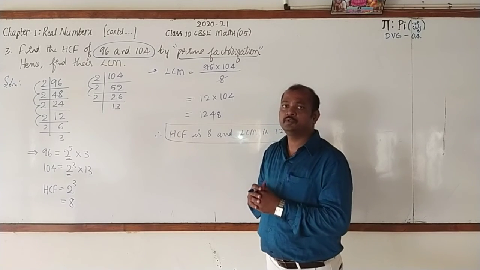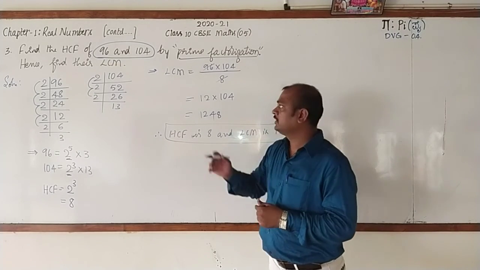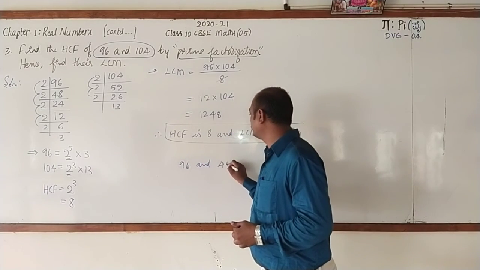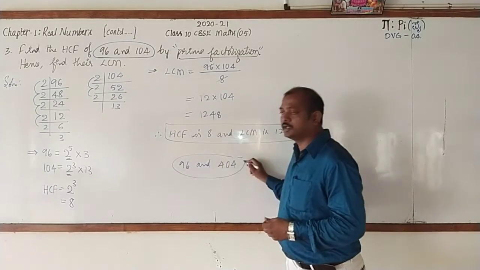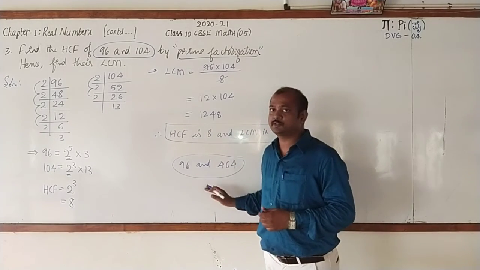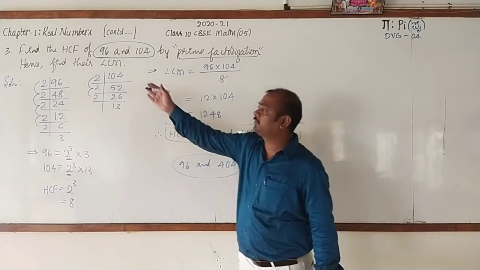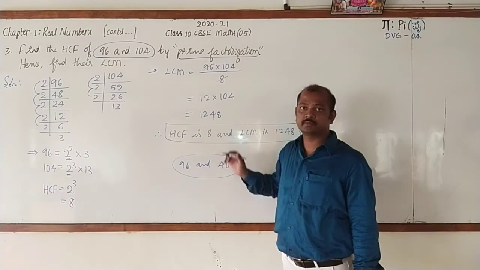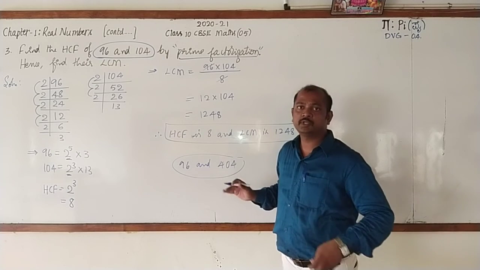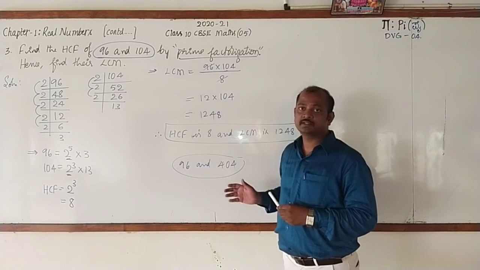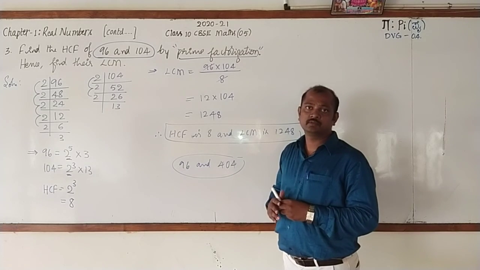Okay, now I'll give you one more example. You should try to do this one. Just take the numbers 96 and 404. See, these two are the numbers given in the NCERT textbook. You have to find out their HCF and hence find their LCM by this method. I hope that you can do that. In tomorrow's class I'll ask the answer for this question.